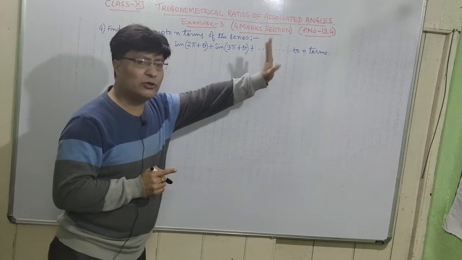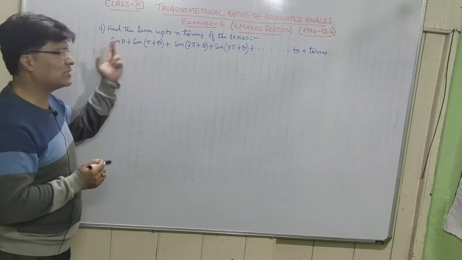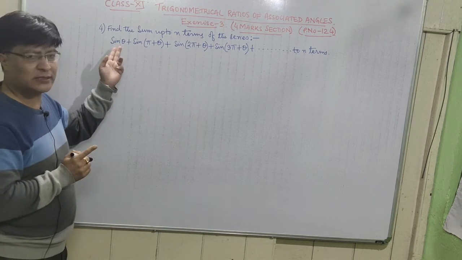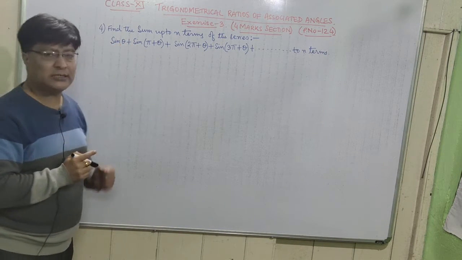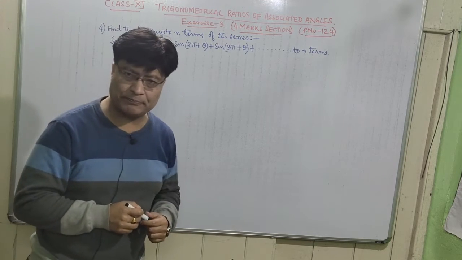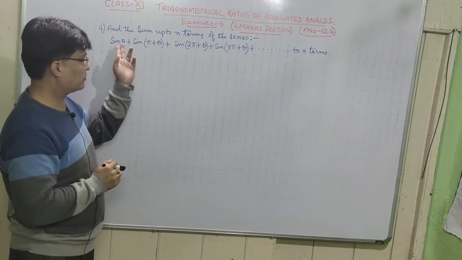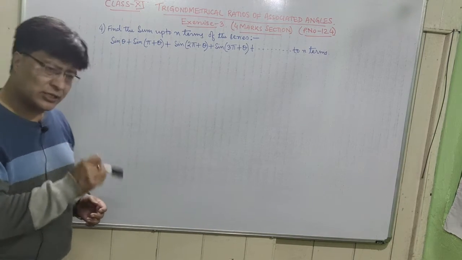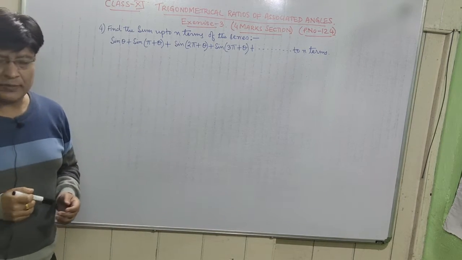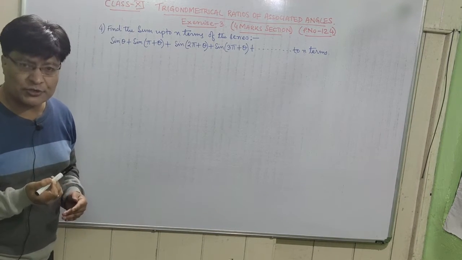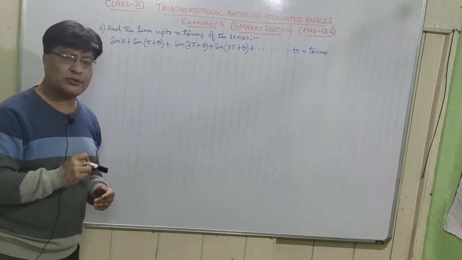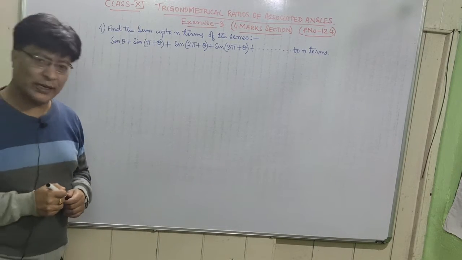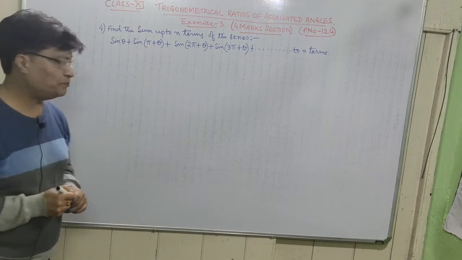Suppose n is equal to 1, you have only one term, that is sine theta only. If n is equal to 2, then there are two terms, sine theta plus sine of pi plus theta. If n is equal to 3, there are three terms: sine theta plus sine of pi plus theta plus sine of 2 pi plus theta. If n is equal to 4, there are 4 terms. If n is equal to 10, there are 10 terms. If n is equal to 11, there are 11 terms. So here n is generalized. Let us find out its value now.